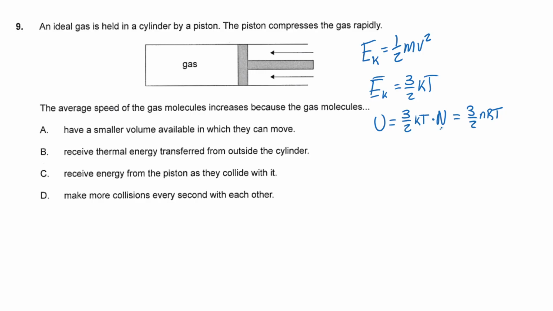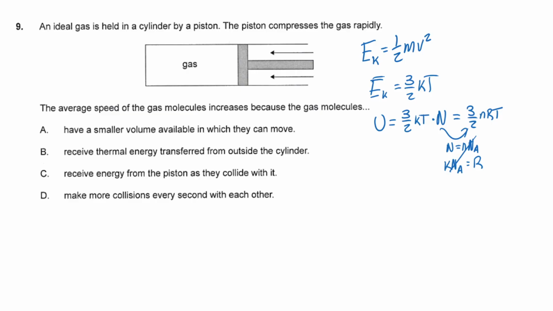Basically, the conversion between these two is converting to moles, right? N is equal to n times N_A, and k times N_A equals R. R is the gas constant. These are going to cancel, and basically you just make those substitutions. But that's beside the point.